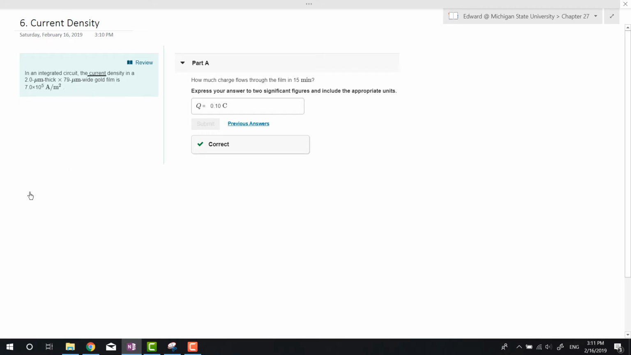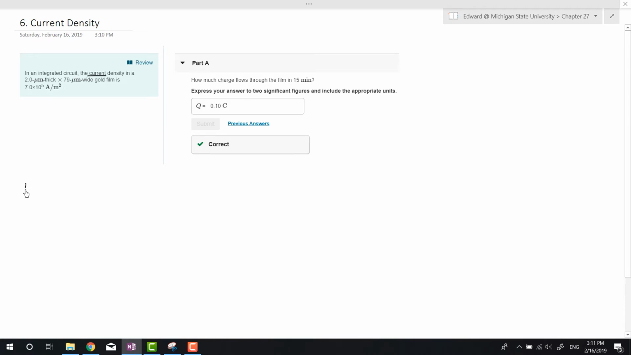So the area, let's go ahead and get the area because we're going to need it. The area is just going to be, well, let's start from the beginning, okay? We're asked to find how much charge flows through the film in 15 minutes.